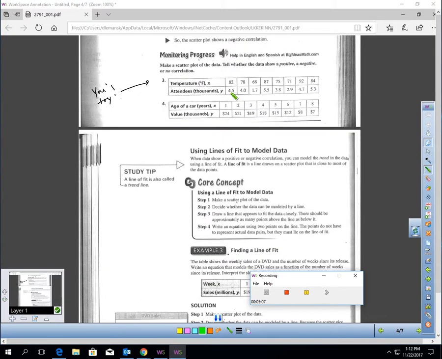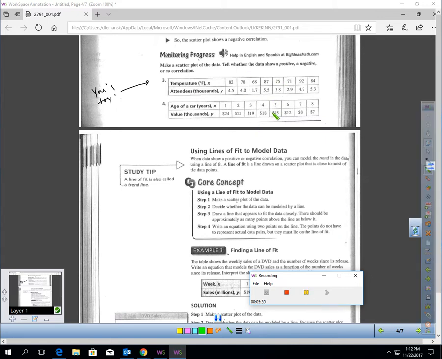I would like you to try. They want you to make a scatter plot of each of these and then tell whether the data has a positive, negative, or no correlation. If you look on PlanBook today at the bottom, I have a link where you can download a sheet of graph paper to do this. Go ahead and try that.